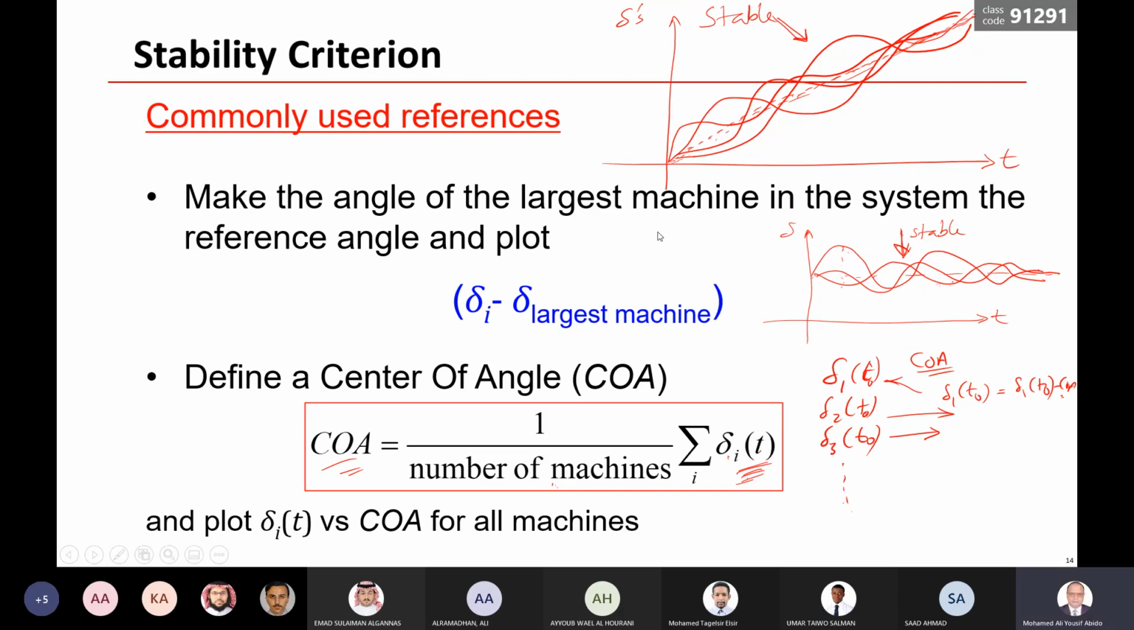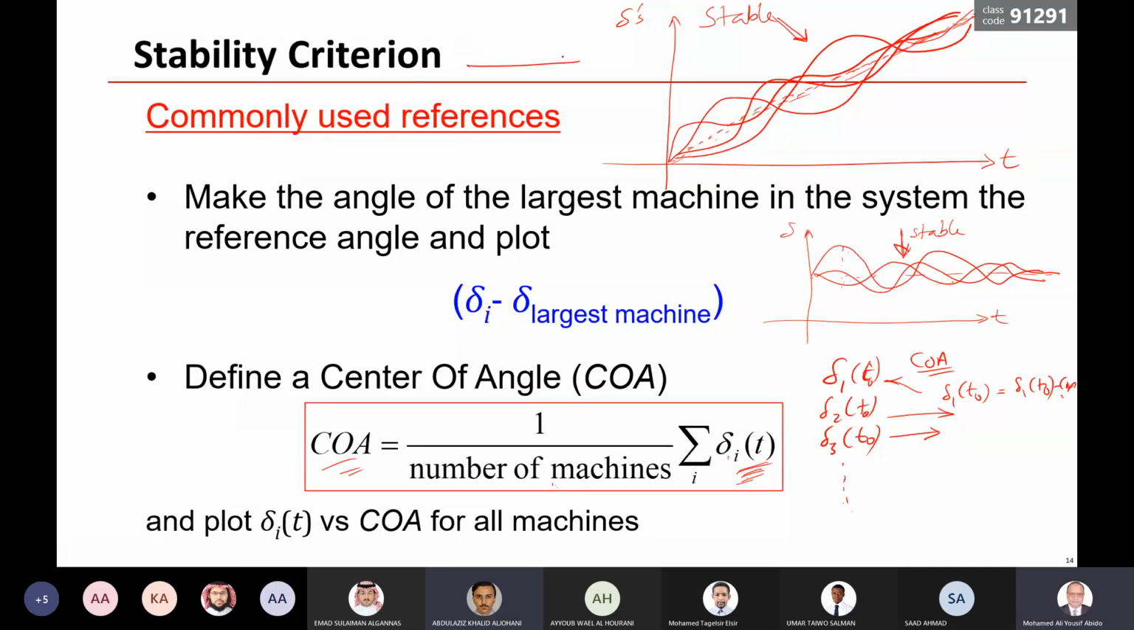Any question? We have Abdulaziz Khalid, please. You have a question? Yes, Doctor. In the first graph, why are we saying the system will be stable even though the angle is increasing over time? The angle is increasing, but the difference is not increasing. The angle is increasing, but the difference between the angles is not increasing. Am I right? Yes, but isn't the angle difference relative to the mechanical rotation of the reference? What I understand is that the machine is always accelerating.